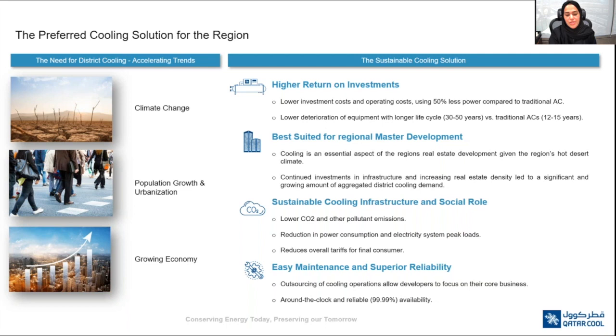The consistent use of district cooling offers quantifiable advantages and qualitative benefits over current use patterns. District cooling is the answer to climate change, population growth and urbanization, and growing economy. Higher return, how? By having higher return on investment. This lowers investment cost and operating cost, and it lowers deterioration of equipment with longer life cycle. It's best suited for regional master development. It lowers CO2 and other pollutant emissions, reduces power consumption and electricity, and reduces overall tariffs as well, in addition to easy maintenance.